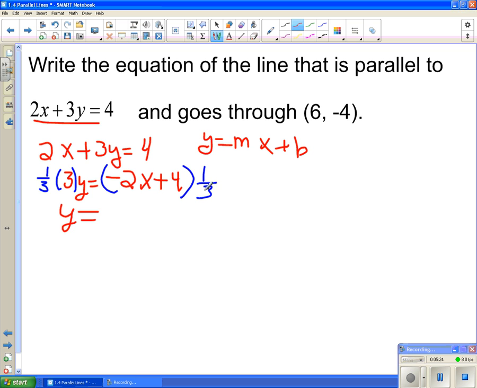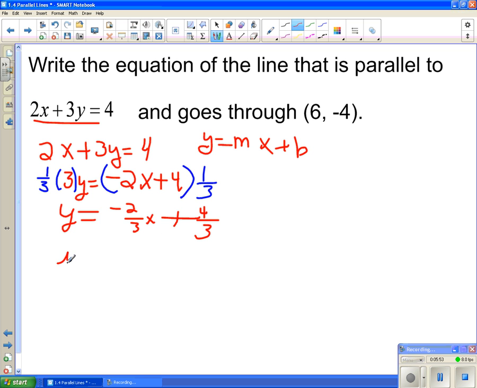I've got a negative 2 times 1/3. Remember, I multiply across the top and across the bottom, so it's a negative 2/3 x plus 4 times 1/3, which is 4/3. And this is the equation that I'm going to use to find my slope. Remember, in standard form, the coefficient of x is not necessarily your slope. You have to change it to slope-intercept form.